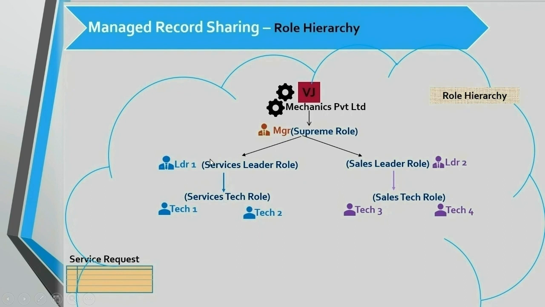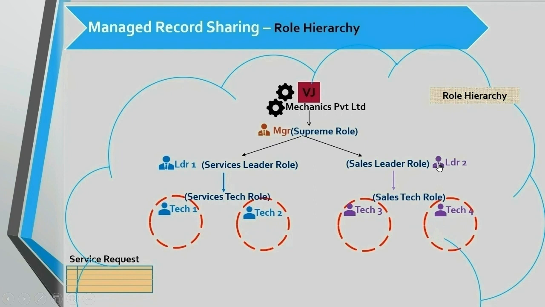And for each user, we would assign the individual roles. For LDR1, the respective role is services leader role, and for LDR2, the respective role is sales leader role. Under services tech role, we have Tech1 and Tech2. Tech3's and Tech4's role is sales tech role. Now let us assume each user has created one record in this org, so that they would have access to that record.